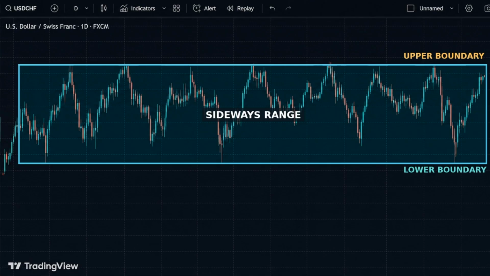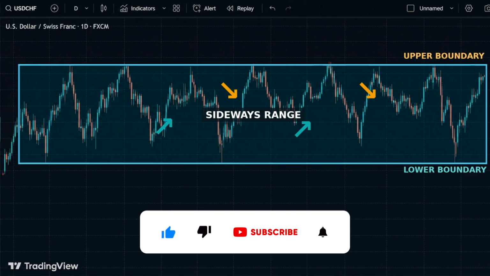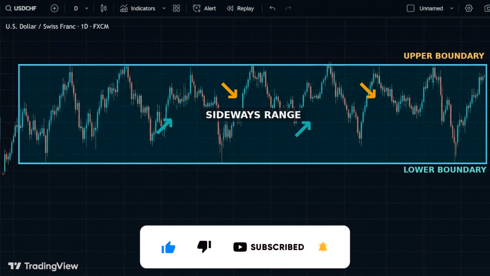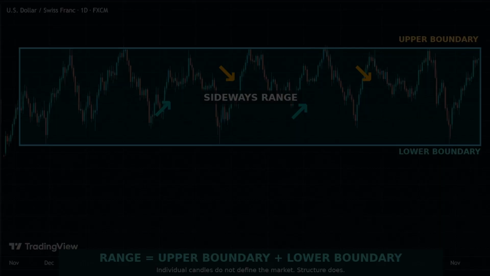They see a bullish candle and assume an uptrend has started. Then they see a bearish candle and immediately change direction. But individual candles do not define the overall market. Structure does.